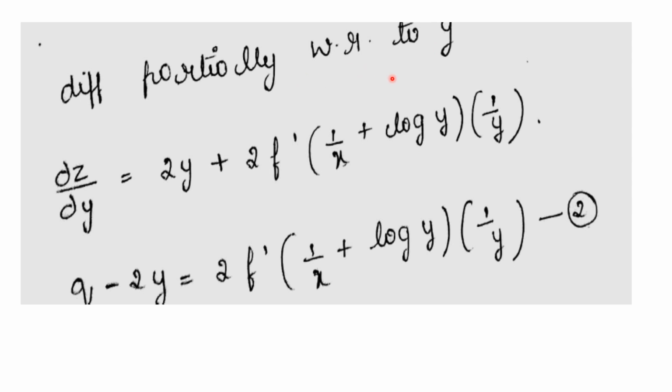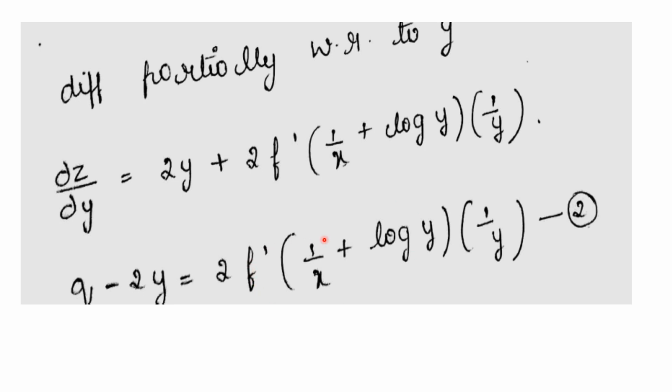So, what do I get when I differentiate it partially with respect to y? Dou z by dou y is equal to the differentiation of y square, which is 2y, plus the differentiation of 2 into f of 1 by x plus log y, which is 2 into f dash of 1 by x plus log y. Differentiation of 1 by x with respect to y is 0. So 0 plus the differentiation of log y, which is 1 by y. So this dou z by dou y is equal to q. So bring this plus 2y to the LHS, that will be minus 2y. So q minus 2y is equal to 2 into f dash of 1 by x plus log y into 1 by y. So that is my equation 2.